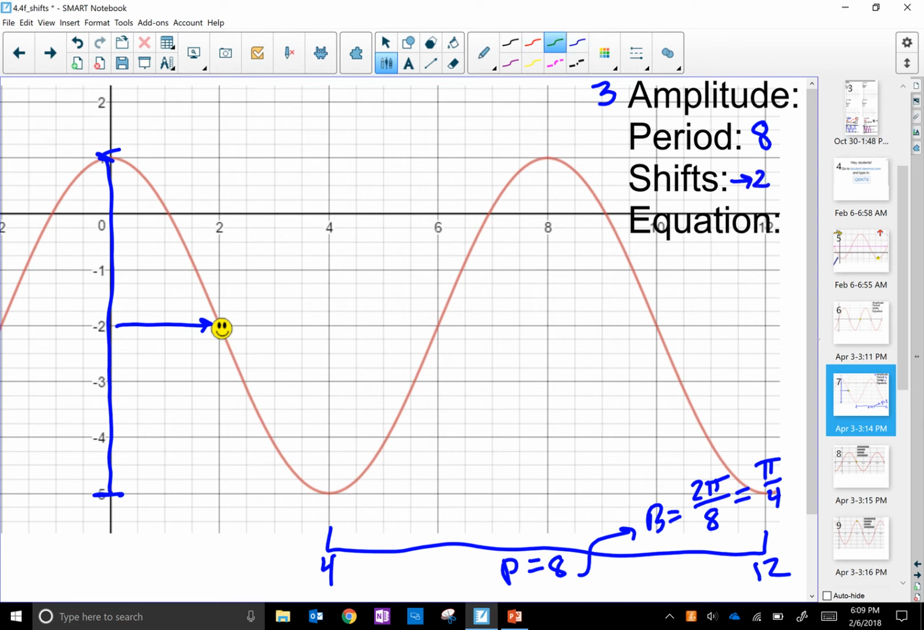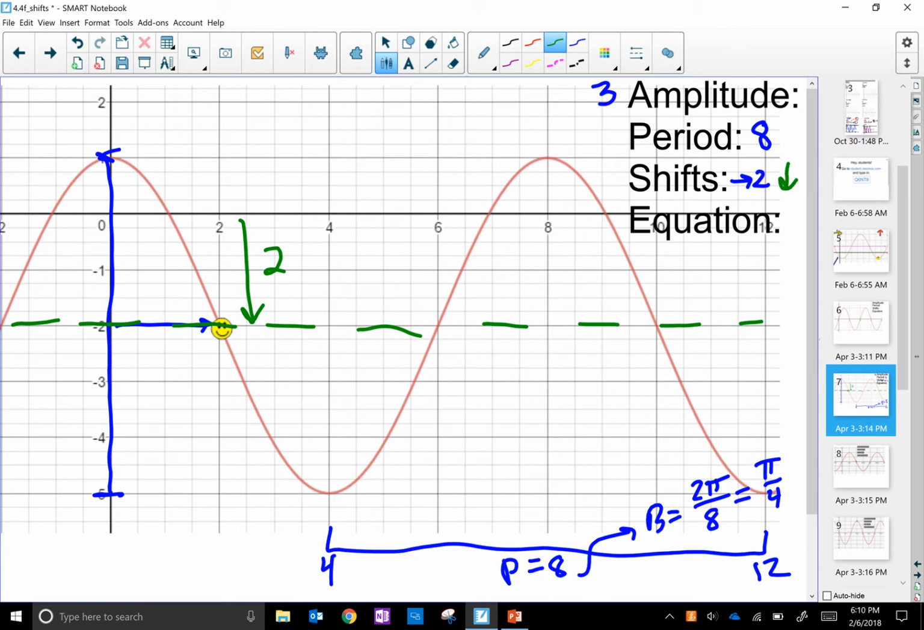The vertical shift is not the distance to the dot from the x-axis, but rather it's the distance from the x-axis to the midline, which in this case happens to be equivalent to the distance to the dot. But in general, it's from the x-axis to the midline. So in this case, it's 2. So my shift is to the right 2, and it's down 2.